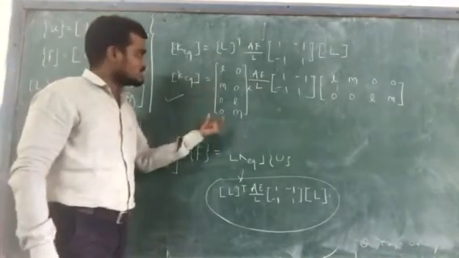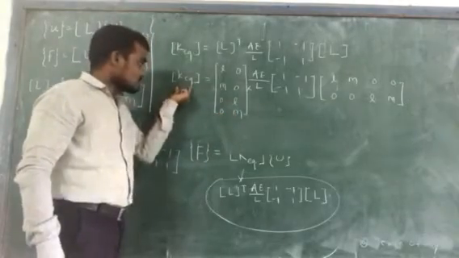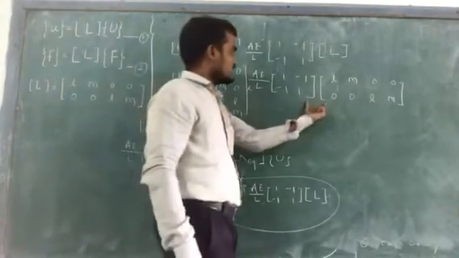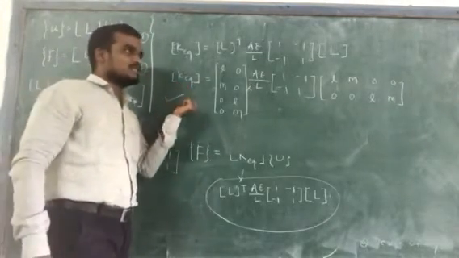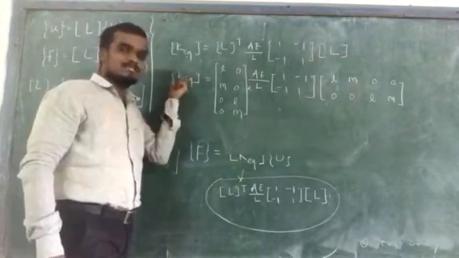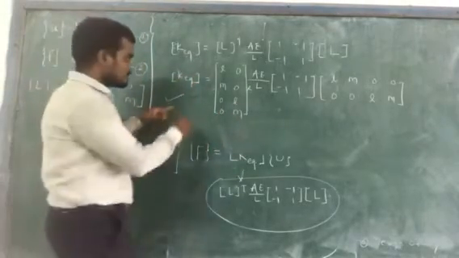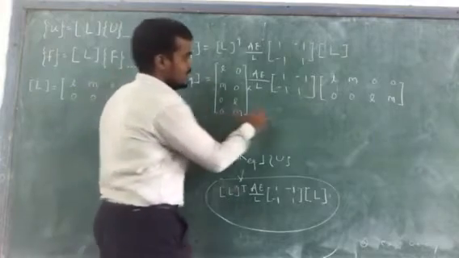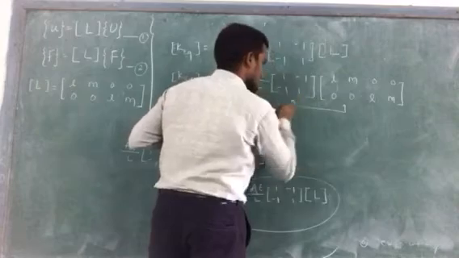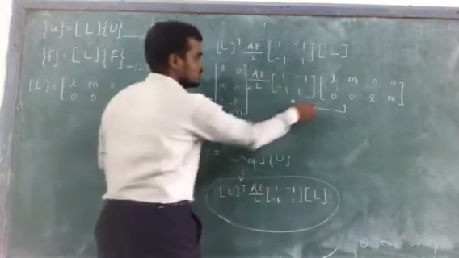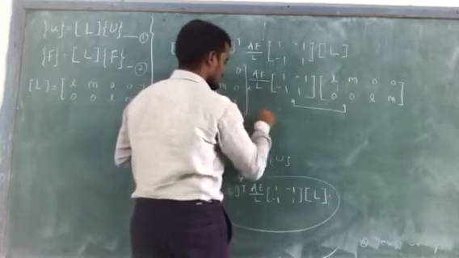Now from this step we will simplify these matrices, and finally we will get the global stiffness matrix, or elemental stiffness matrix, for this truss element. For this we need to simplify these two matrices. Let's do the multiplication of these two matrices.